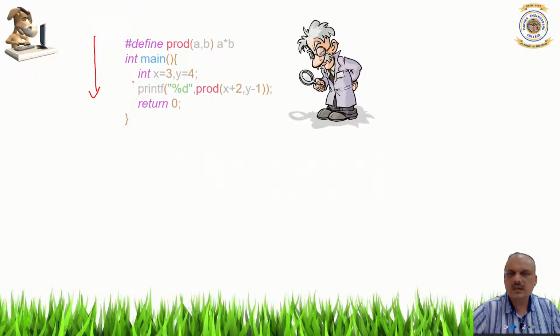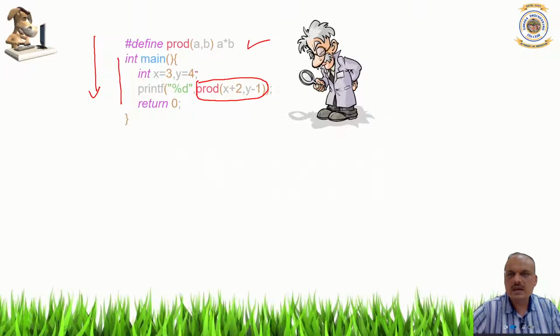Okay, so here I have a main function, but before the main function I have a macro in the global definition part. I have #define product(a, b) a * b. So wherever the compiler finds product(a, b), it replaces it with a * b. That is how macros work.